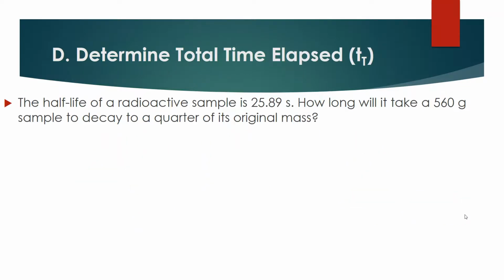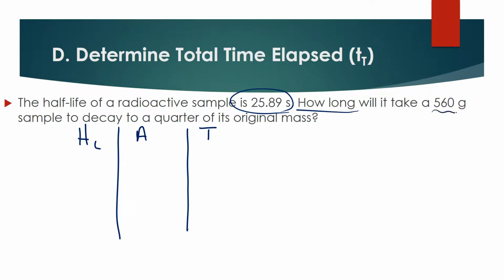So the next one we're asking you to work with is how much total time has gone by. So we're going to make that HAT table. And right here it says the half-life of a radioactive sample is 25.89 seconds. So for every half-life, 25.89 seconds must go by. It asks how long will it take 560 grams of a sample to decay to a quarter of its original mass. So what you have to do here is figure out what is 1/4 of 560.